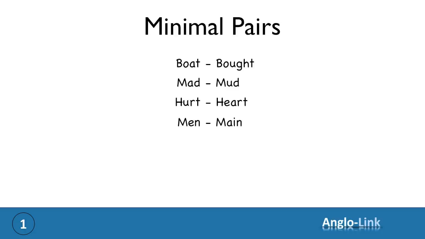Let's look at some examples. These are called minimal pairs, by the way. Same consonants, different vowels. Minimal pairs. Boat and bought. Mad, mud. Hurt, heart. Men, main.